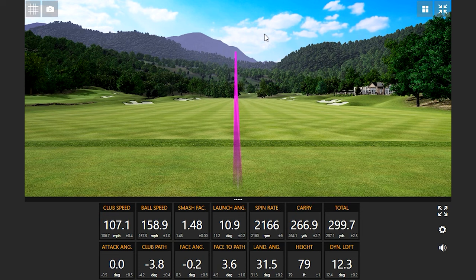But again, think about attack angle, it's really significant when you're talking about overall distance. You're losing 15 yards, but it's going straight and down the center. I think that's a good indication of why the attack angle for tour pros is what it is, because they get results like that.